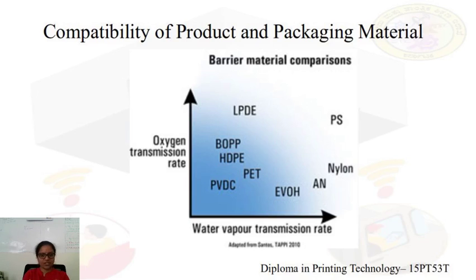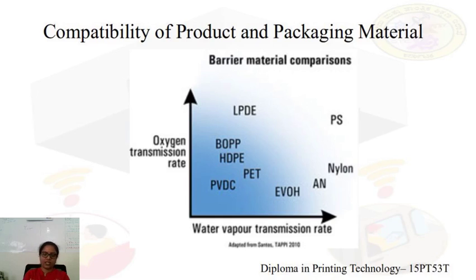The darkest region contains PVDC. This PVDC is elaborated as polyvinyl dichloride. This polyvinyl dichloride has very good barrier properties in order to prevent the oxygen transmission and water transmission, protecting the product. Next, in the next level, the BOPP, HDPE, PET and EVOH materials are lightly colored in blue.